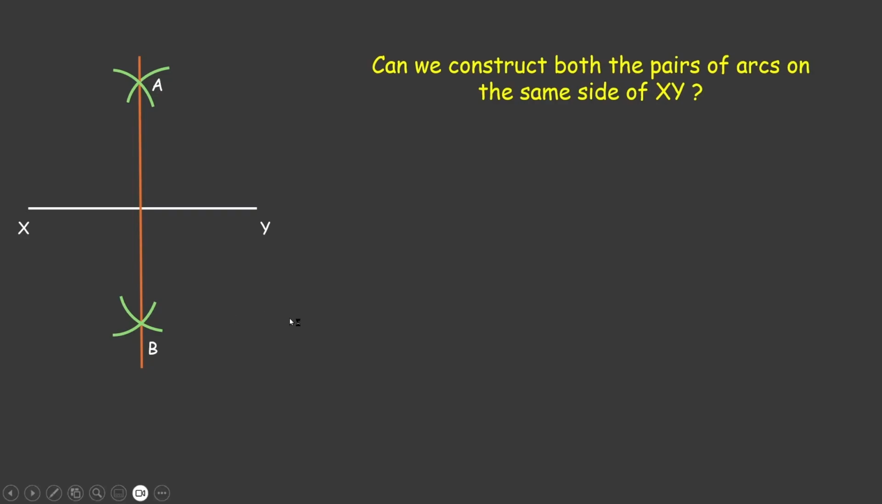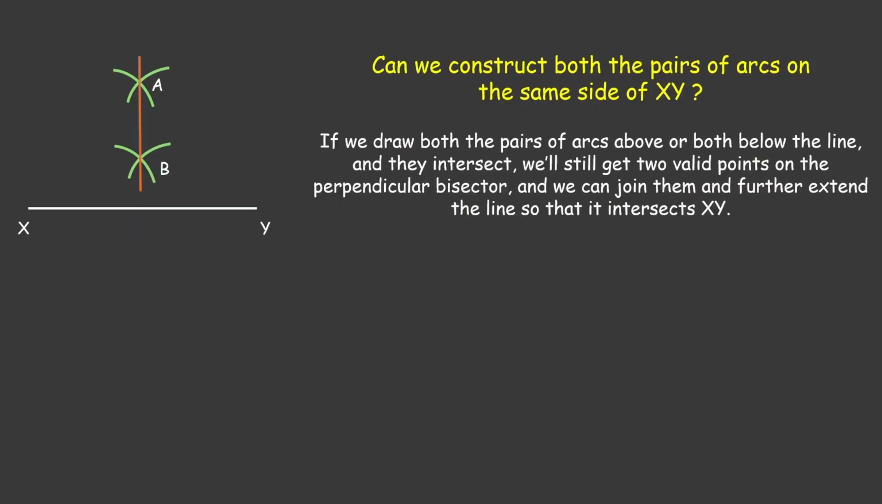Can we construct both the pairs of arcs on the same side of XY? Something like this. Well, yes, we can. If we draw both the pairs of arcs above or below the line and they intersect, we'll still get two valid points to draw the perpendicular bisector. We can join them and then further extend the line so that it intersects XY. And we'll still get the perpendicular bisector.